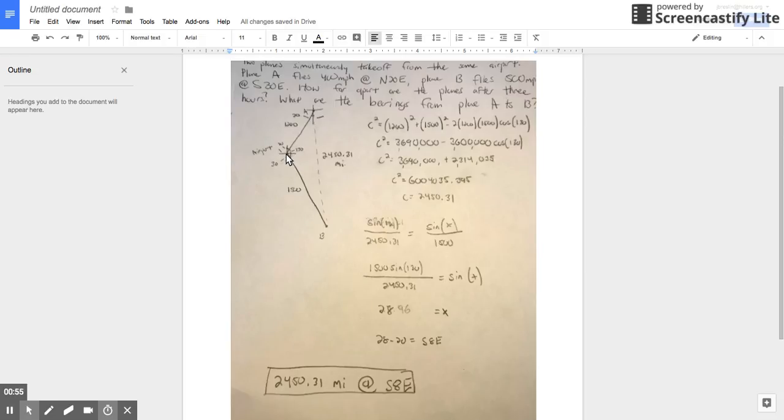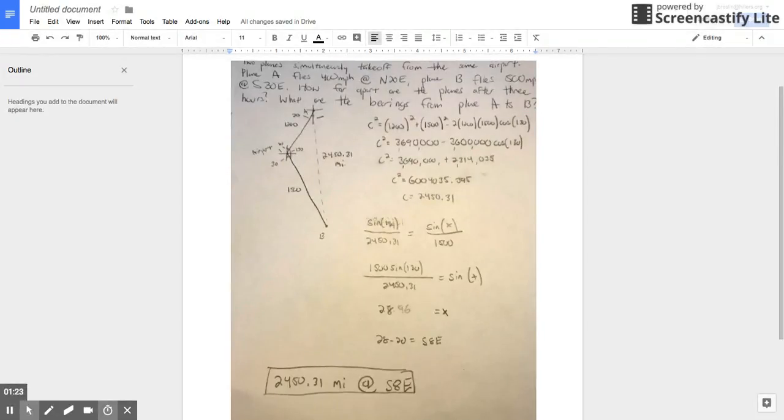Right here we have the compass, and plane A is going north 20 east. So we know this is a 20-degree angle from the y-axis to where plane A is. That's 20 degrees, and we plot down plane A right there. And this is 30 degrees right here. Because they're on the same line, we can determine that this angle here is 130 degrees.